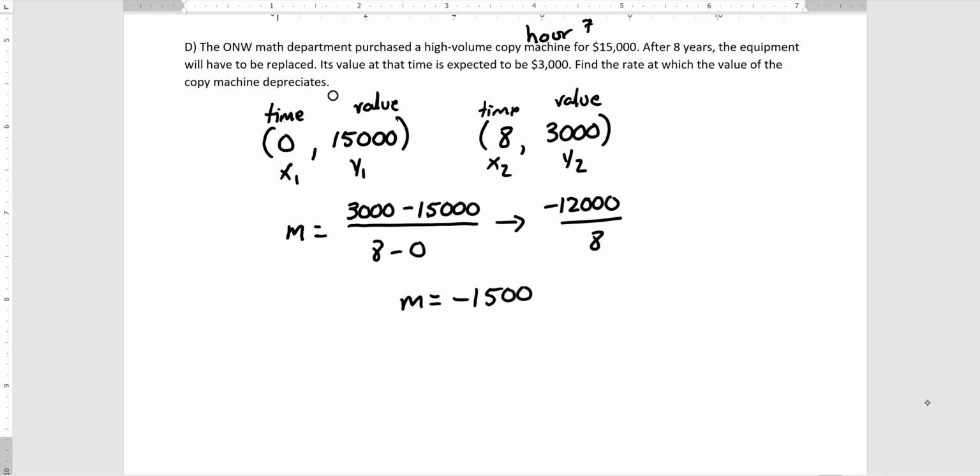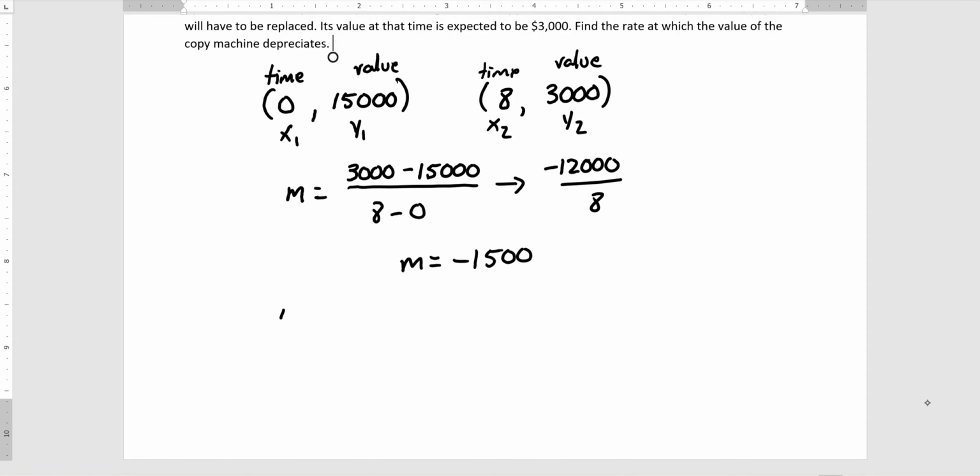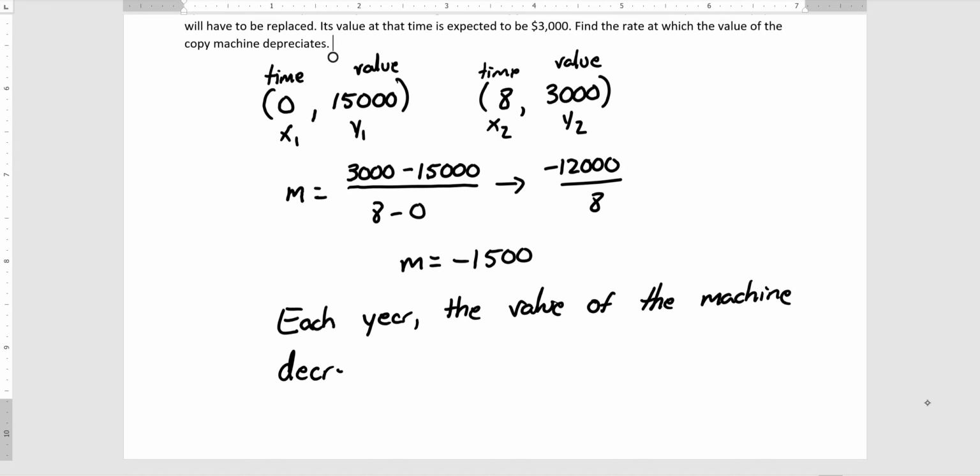Find the rate at which the value of the copy machine depreciates. So let's give this an answer here in a sentence. Each year, the value of the machine decreases by $1,500. Excellent.